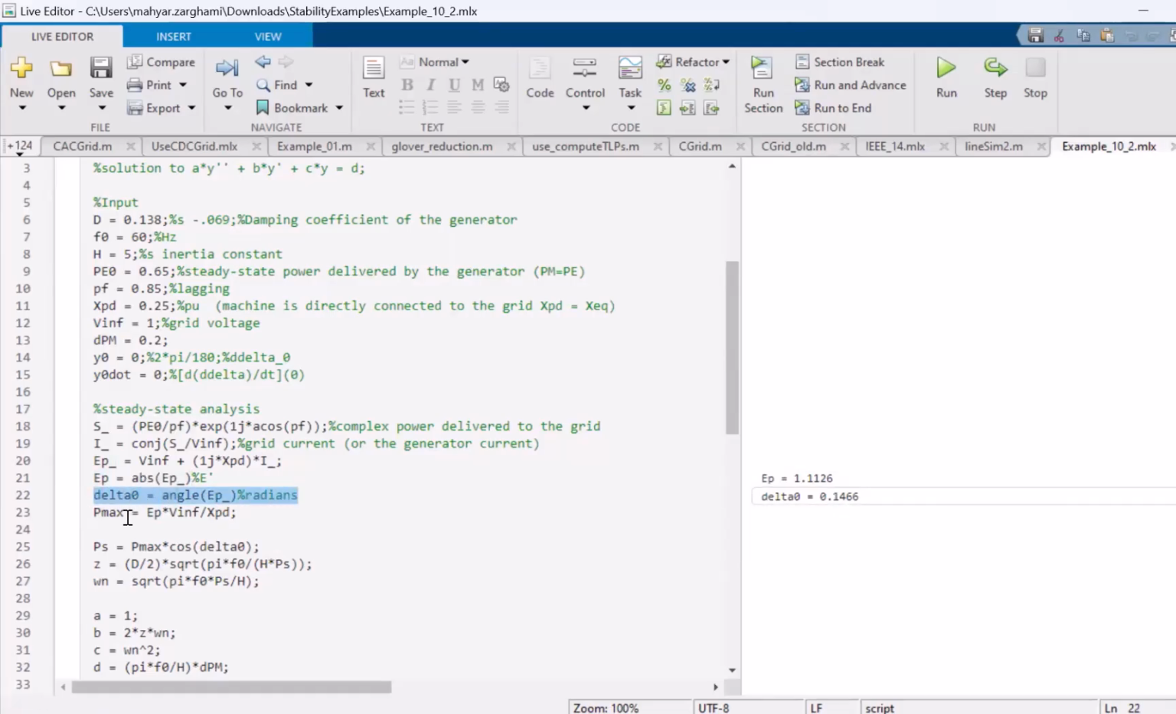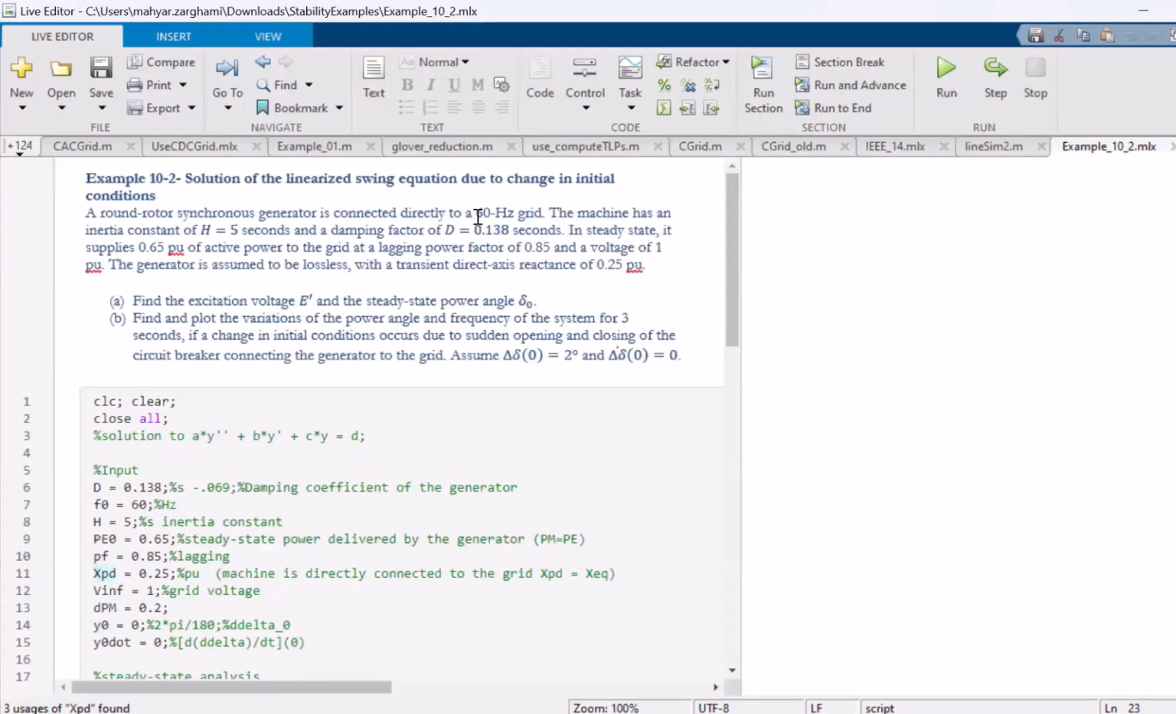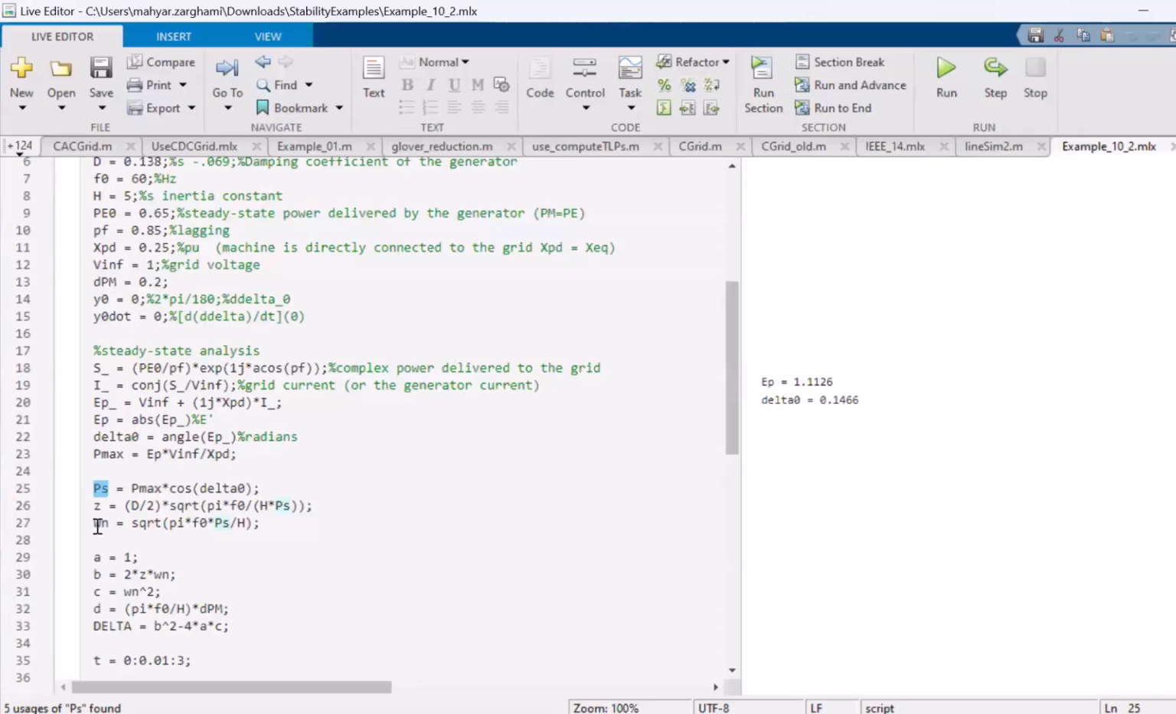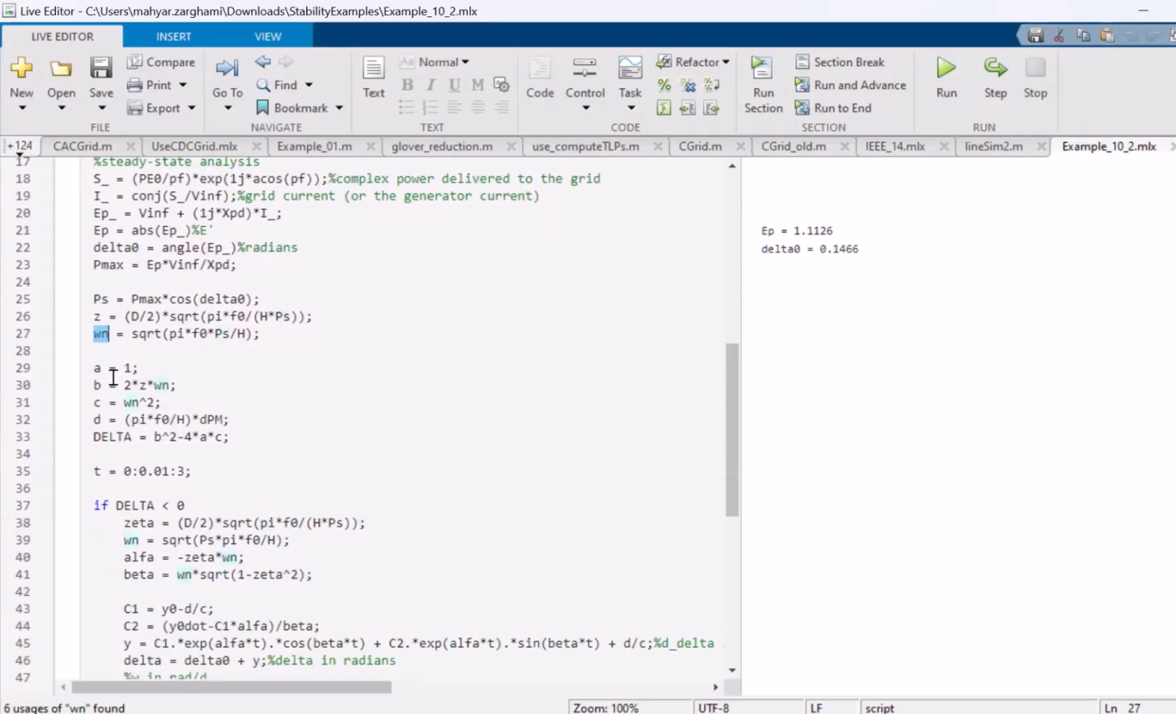So our power angle curve would be based on this P max, E prime times V infinite over Xd prime. This Xd prime is the equivalent reactance that is existing between the internal source and the infinite bus. Based on the problem statement, we are directly connected to the grid. So there's nothing between the generator and the grid. They're directly connected. Otherwise, we should have calculated what that impedance is. So we find the synchronizing power coefficient Ps. This is zeta, this is omega n. These are the terms associated with A, B, C, D in the differential equation, the delta.